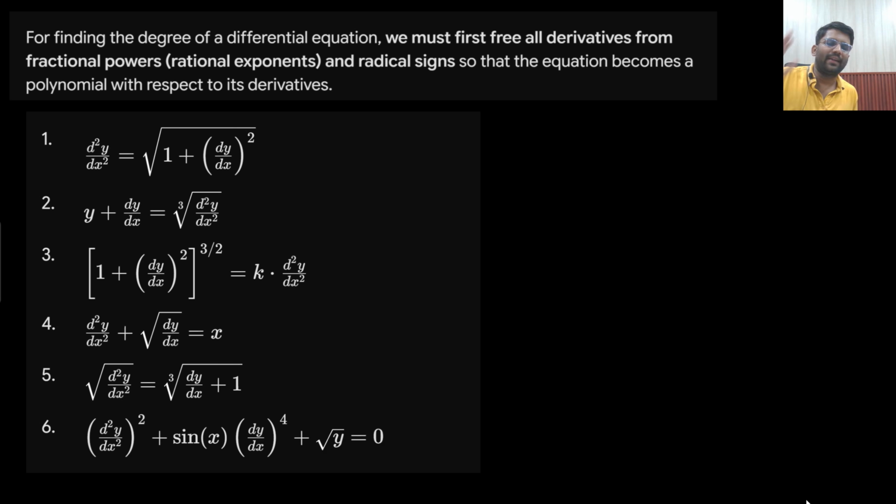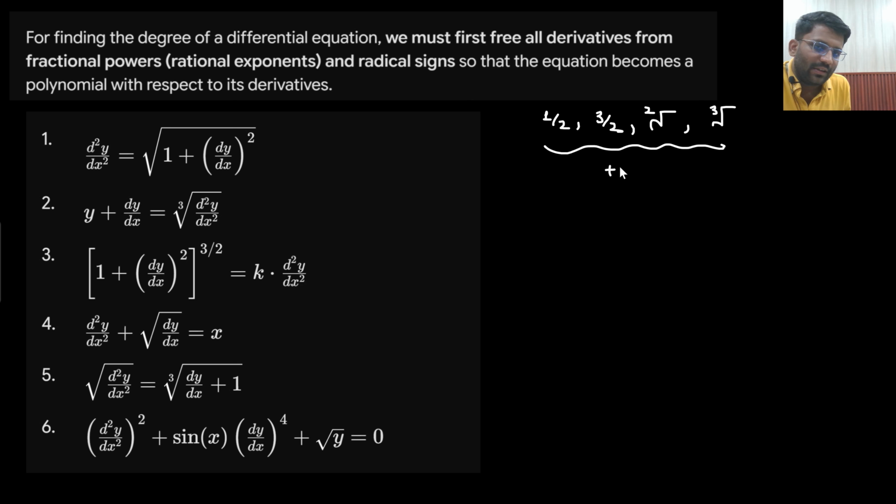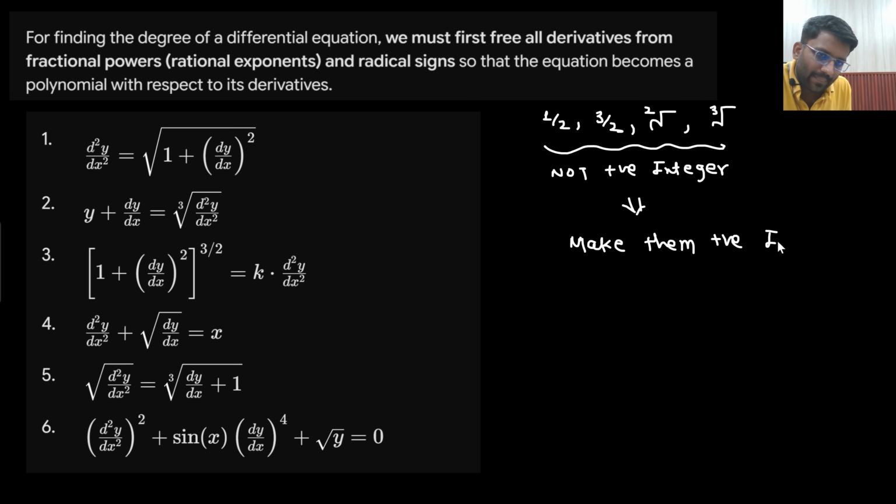directly from here only we will understand the rule. What is the rule? If your dy by dx or d2y by dx2 are trapped inside some rational powers like 1 by 2, 3 by 2, or under root, or cube root, when the power is not a positive integer, then make them positive integers and after that you tell the degree.